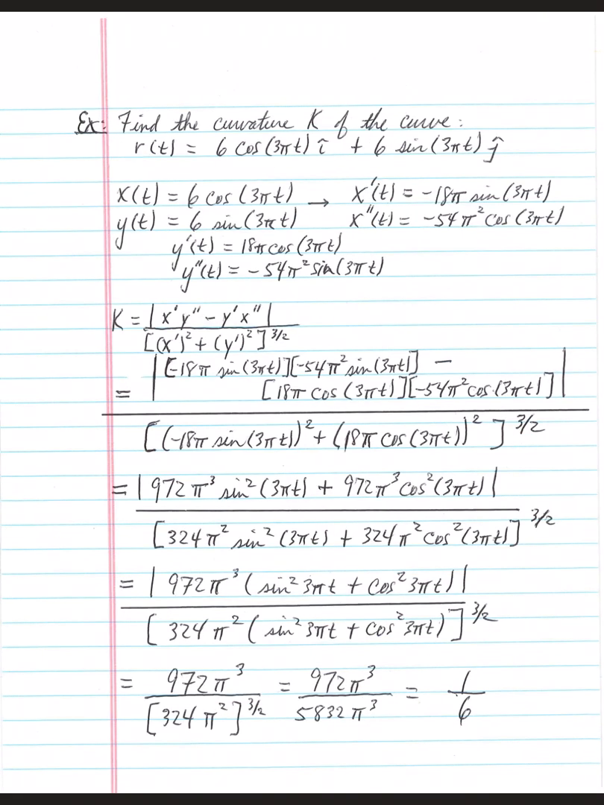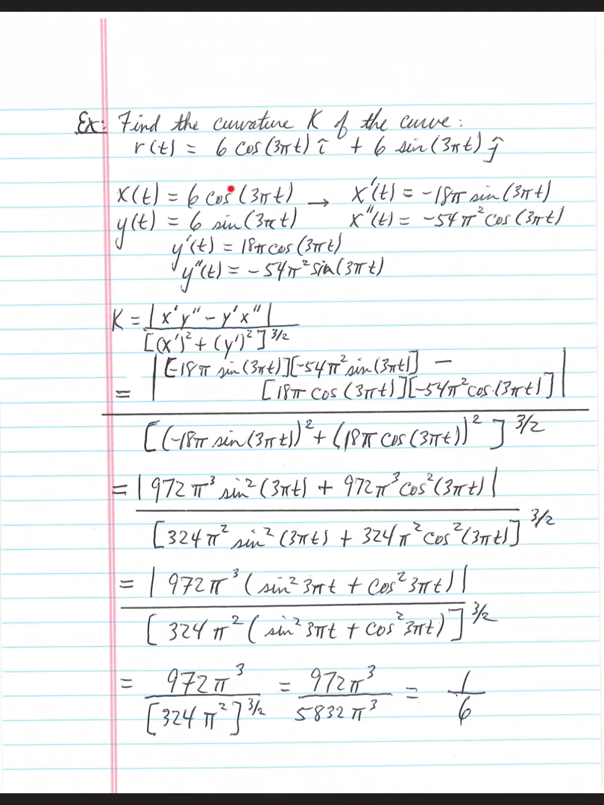Another example, find the curvature K or kappa of the curve r(t). Now this one only has 2 components, so we can't use the cross product form. I tried to write the solution up fairly neatly so you could follow along. I'm going to go over it verbally. Our x component is 6 cosine 3 pi t. Our y component is 6 sine 3 pi t.